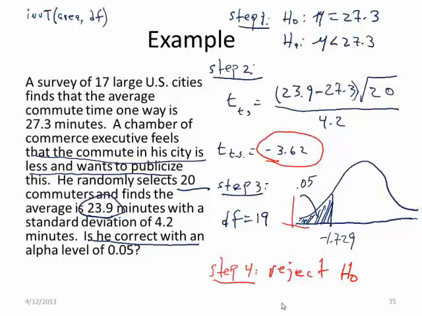So at alpha equals 0.05, the data indicates that we will reject the null hypothesis. That means that the mean driving time is less than 27.3 minutes.